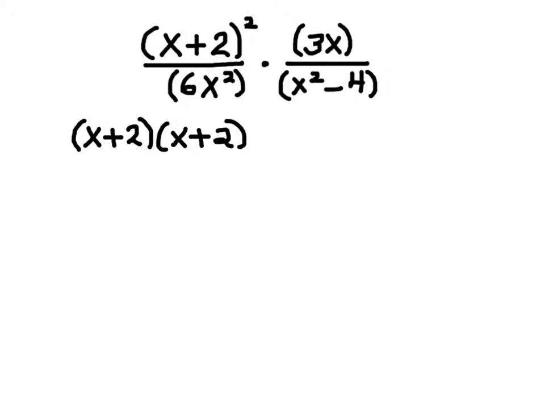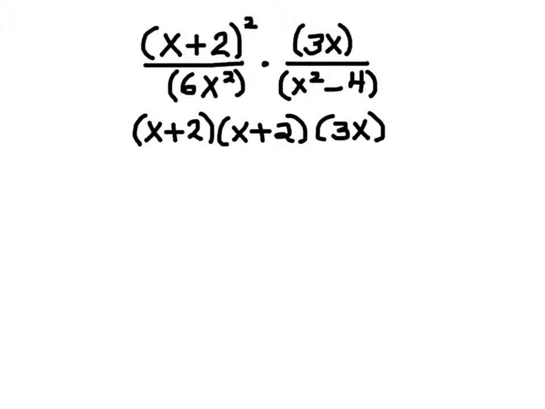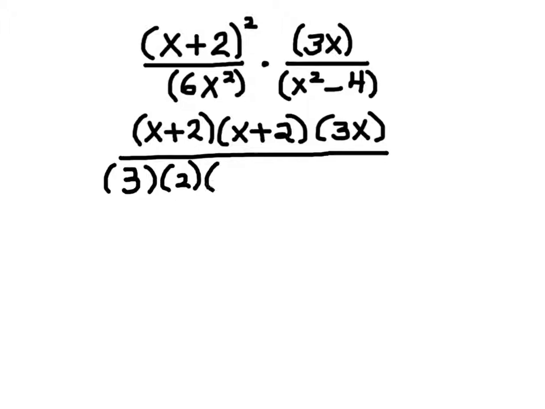And we also have a 3x. So that's our numerator. Now let's factor the denominator. Well, we have a 6x squared, and I'm going to factor that 6 into a 3 times 2, and then I have an x squared. I'm going to factor that into an x times an x because I see an x above. And now let's factor this.